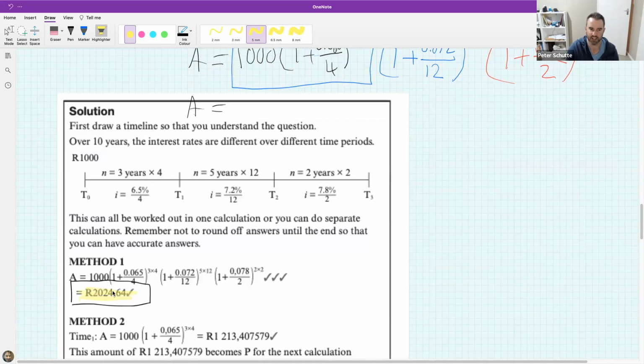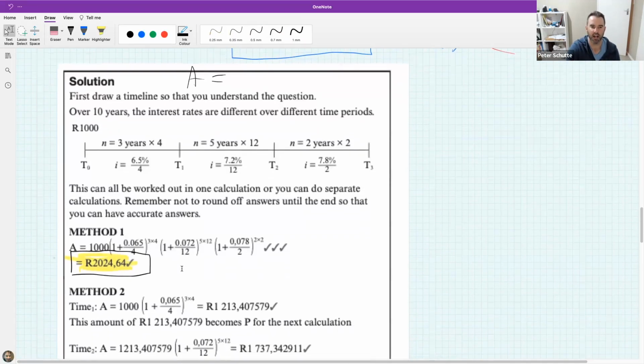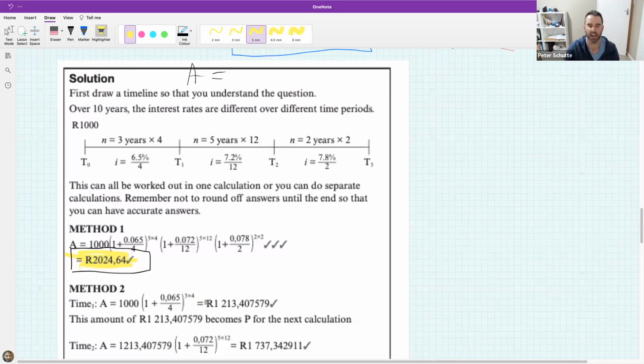No worries, Sonic, I understand. I think everybody understands. Let's just check. So T2 is, as Andile picked up, 1737.34. Let's just take a moment and see that everybody understands that what I got in the end here is 2024.64.